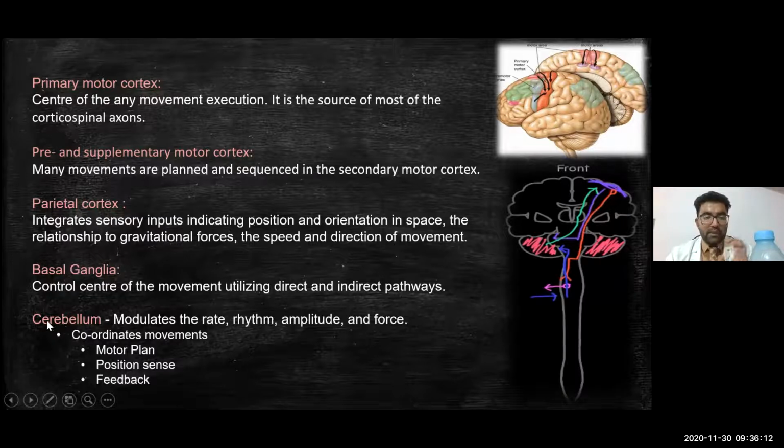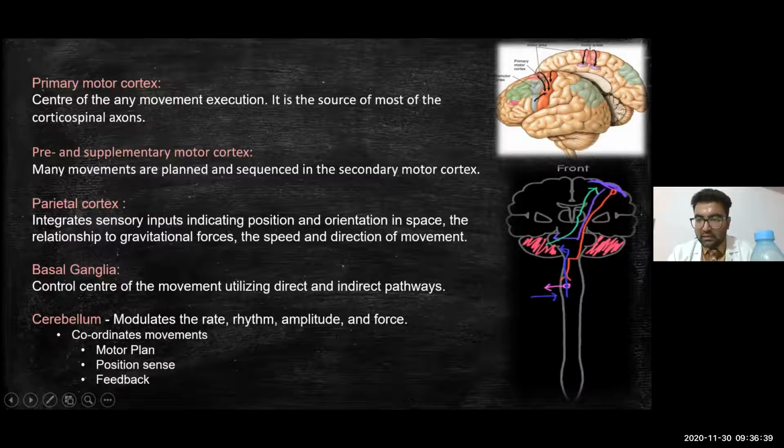After that, the cerebellum. So how does the cerebellum play a role in movement? The role of the cerebellum is to modulate the rate, rhythm, amplitude, and force. So the cerebellum basically plays an important role in coordinating movements. And how does it work? I have briefly mentioned it over here. Let's try to understand this figure.